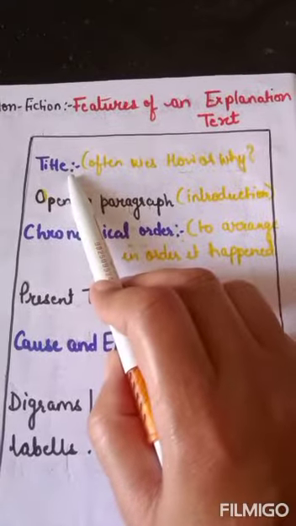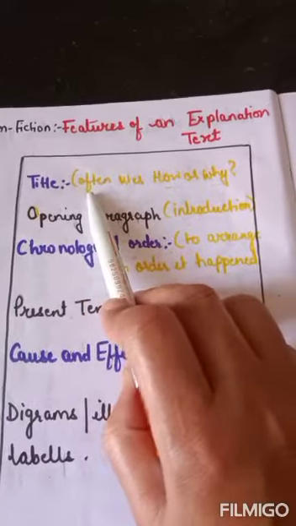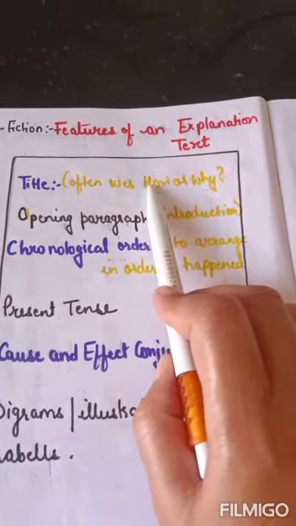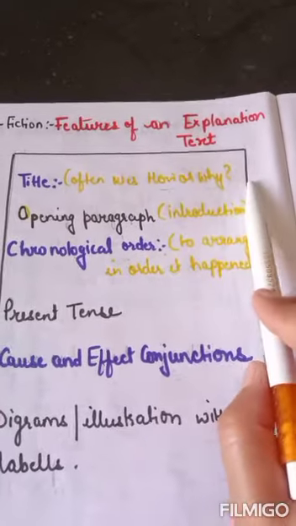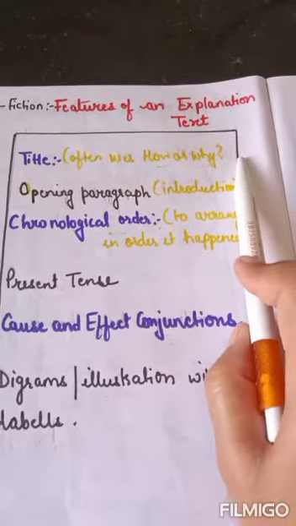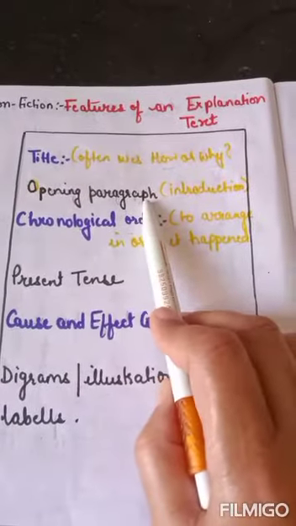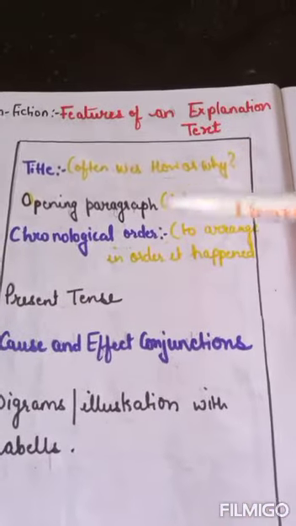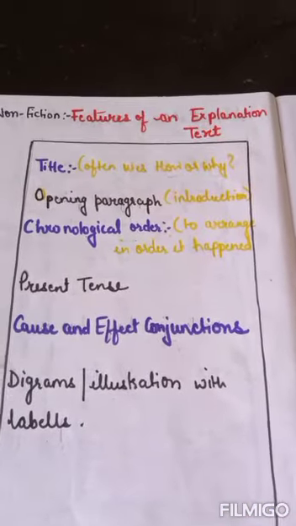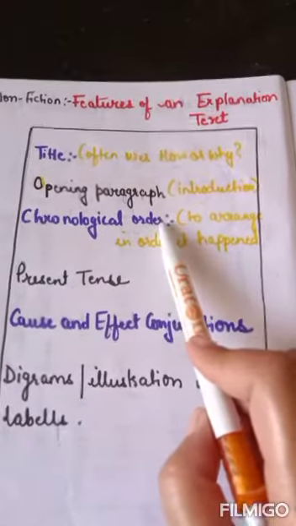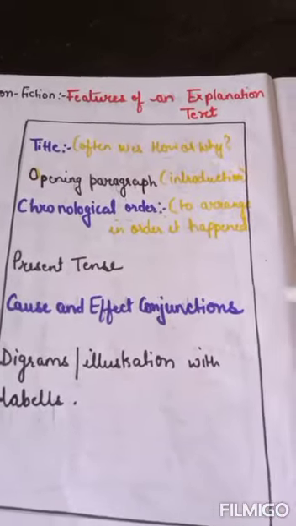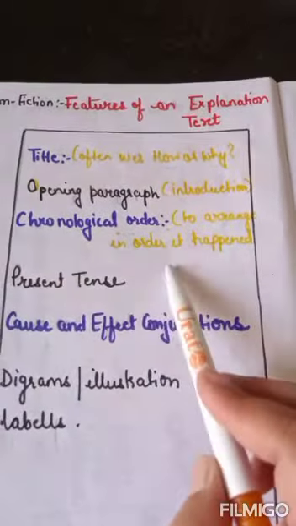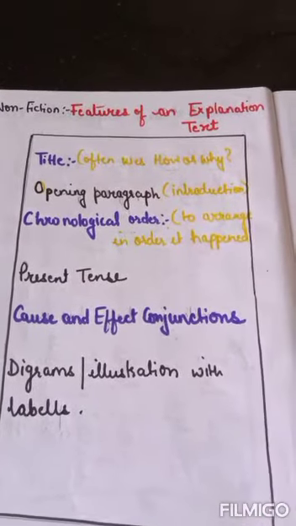So the first thing is the title. Most of the time, the title of an explanation text is a question. It starts with how or why. Okay. Second thing is the opening paragraph. The opening paragraph is an introduction to what is being explained further. All right. The third thing is chronological order. So things are arranged in order, in proper sequence as they have happened. Chronological order means to arrange things as they have happened.